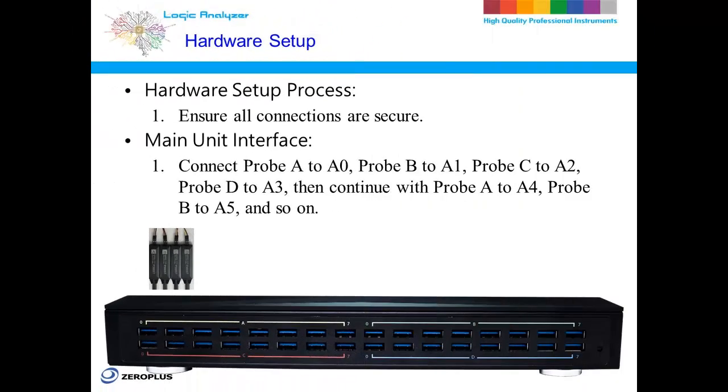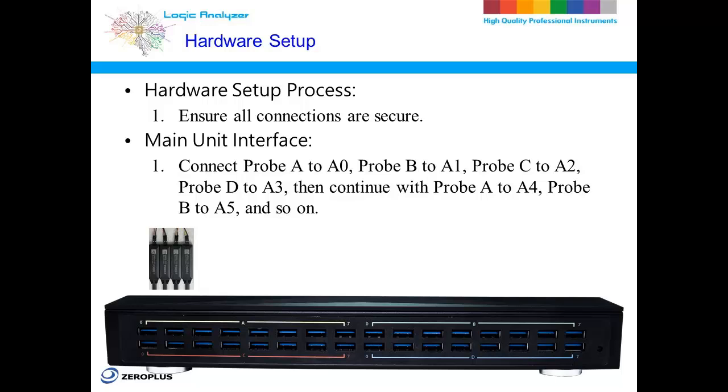Now, let's go over the order in which you should connect the probes. The main unit of the B2 is where you connect the various probes and external signal sources. Here's how to configure each connection. A0 port, connect probe A to the A0 port. A1 port, connect probe B to the A1 port. A2 port, connect probe C to the A2 port. A3 port, connect probe D to the A3 port.